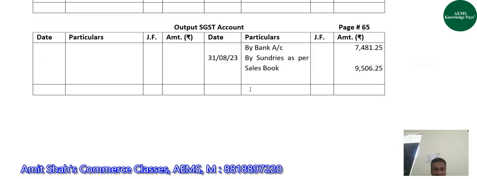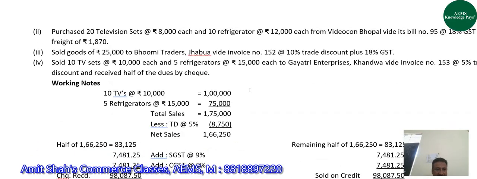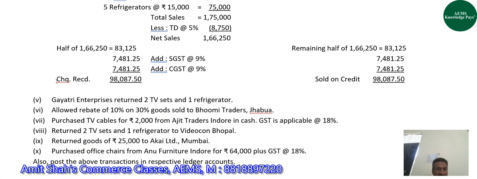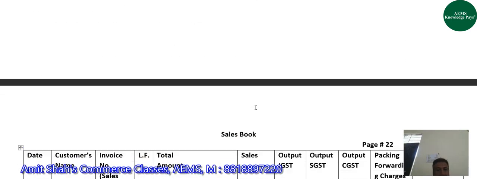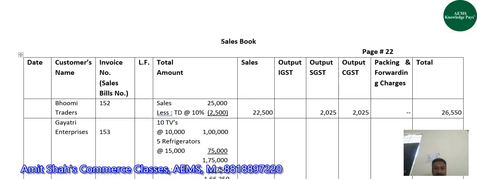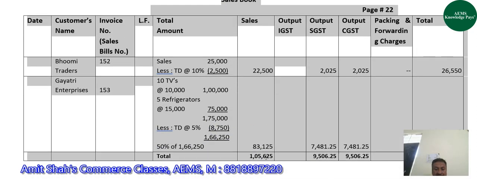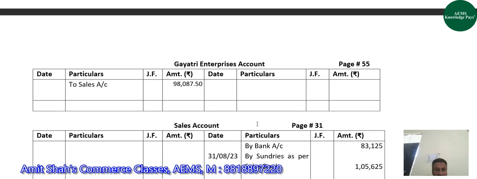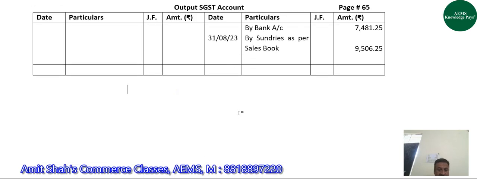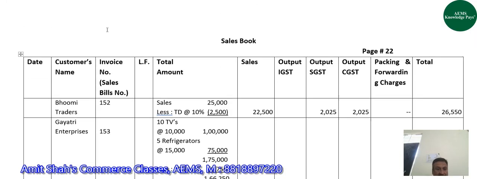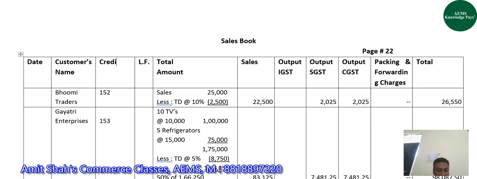So, guys, let's move to the next transaction that we have in this question. Gayatri Enterprises returned two TV sets and one refrigerator, right? For this, we will make the sales return book. The sales return book has the same format as the sales book. The only difference is that instead of invoice number, we will have credit note number.